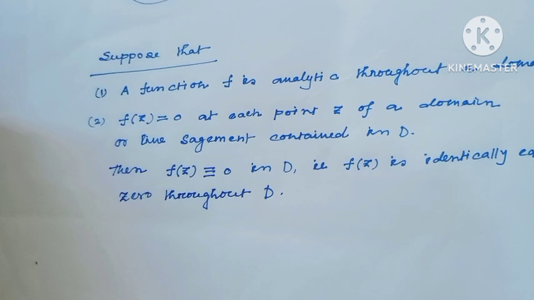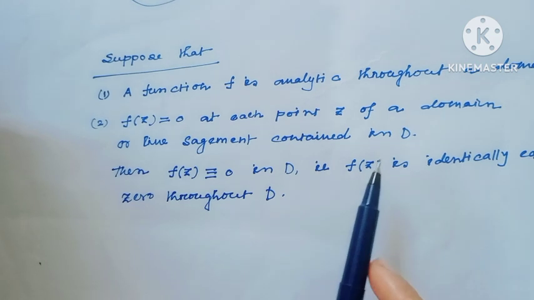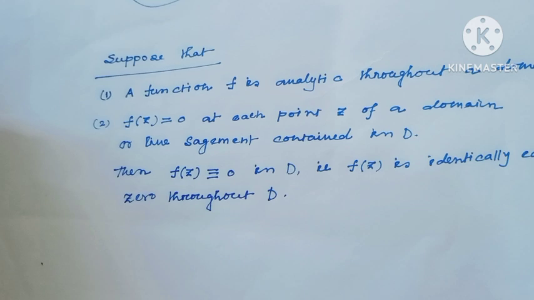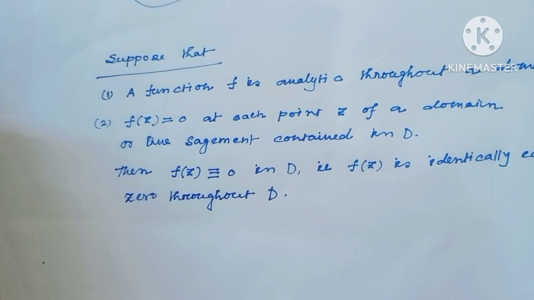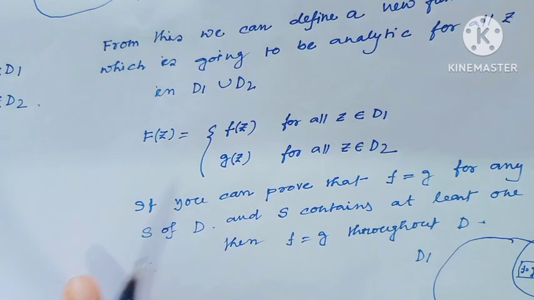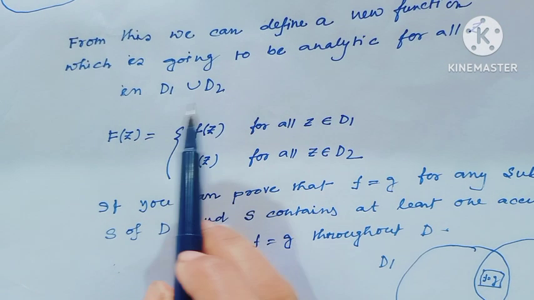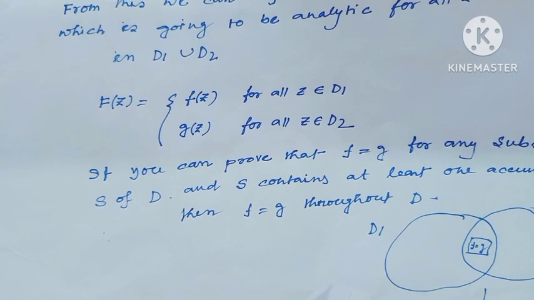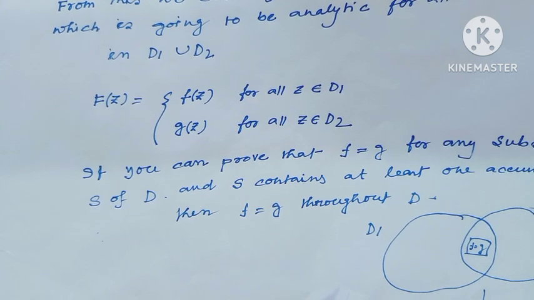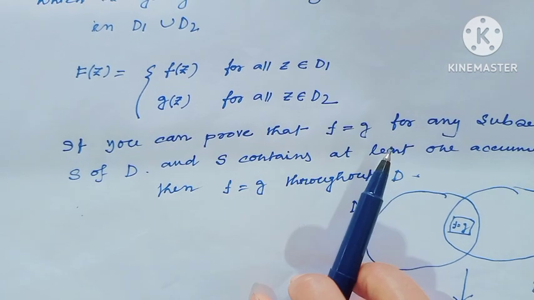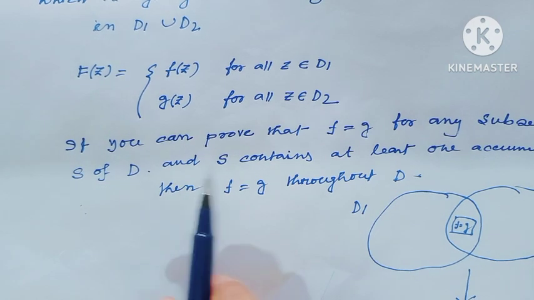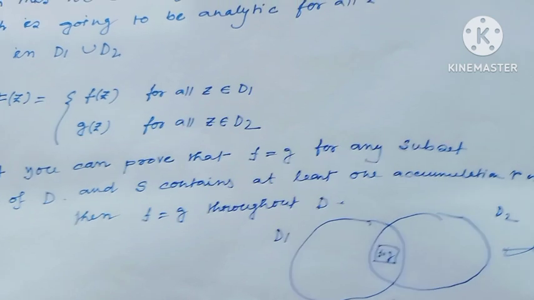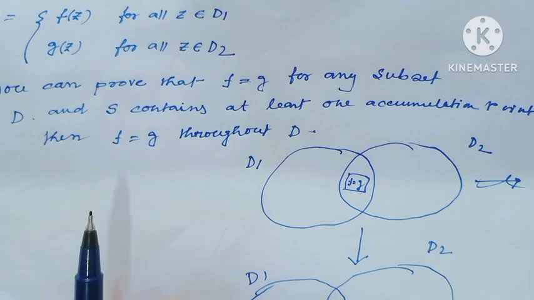Similar to before, here this line segment contained in D, consider it as the subset S. If f(z) is equal to 0 on this subset, then f(z) is identically equal to 0 on the whole domain. We can define a new function which is going to be analytic for all z in D1 intersection D2. The new function is capital F(z) equal to small f(z), which is true for all z belonging to D1, and capital F(z) equal to g(z), which is true for all z belonging to D2. If we can prove that f equals g on any subset S of D and S contains at least one accumulation point, then f equals g throughout the domain D.